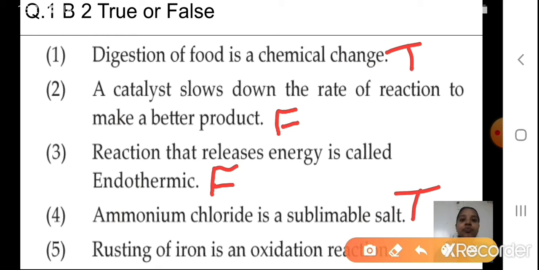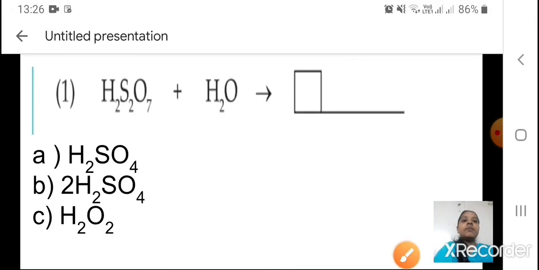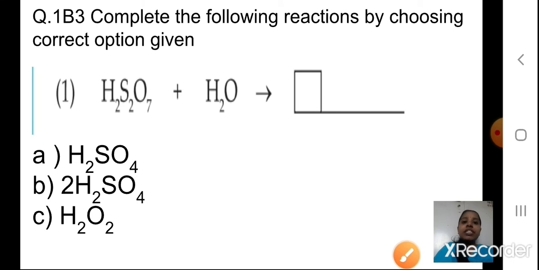Yes or no? Yes, so it is a true statement. Okay, now see here. Next we will see, that is, complete the following reactions by choosing the correct option given.